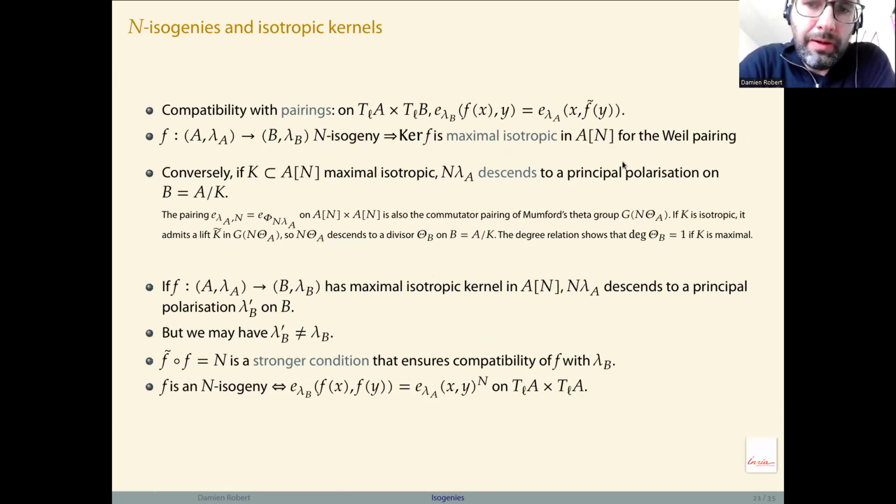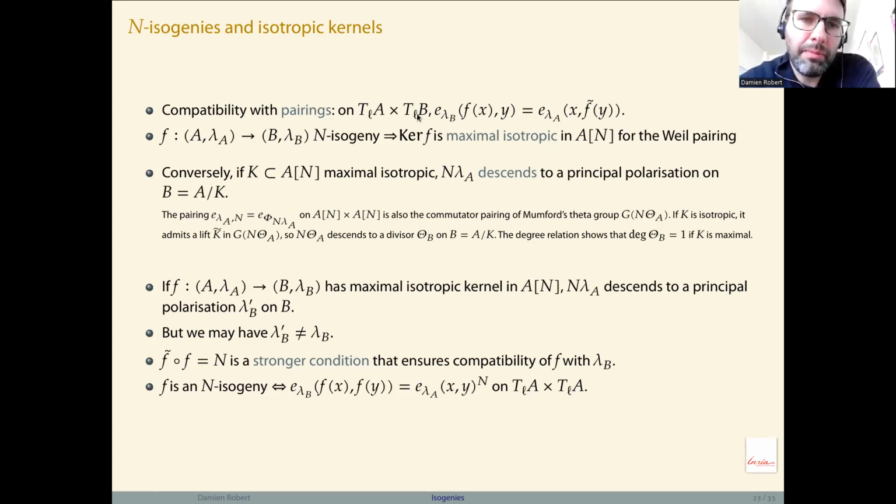First, because of the compatibility of pairing with isogenies, we also have compatibility of pairing with the contragredient isogeny. So essentially, what this means is that F tilde is a contragredient isogeny for the Weil pairing too. So that's why it's a dual morphism for the Weil pairing.